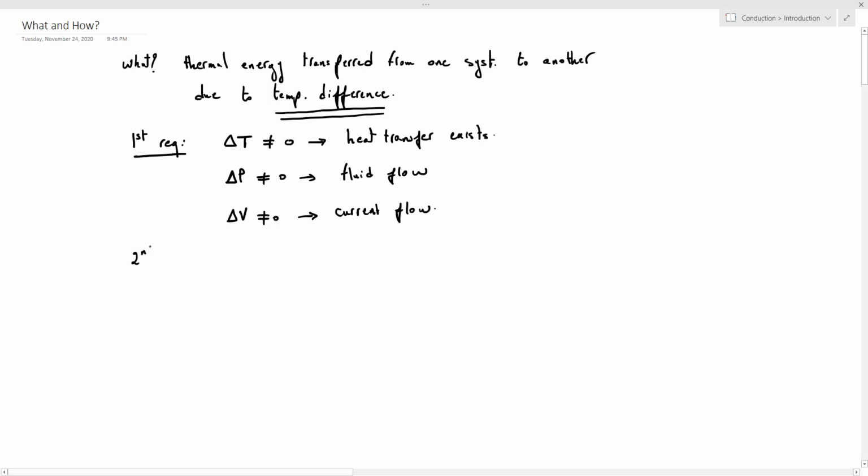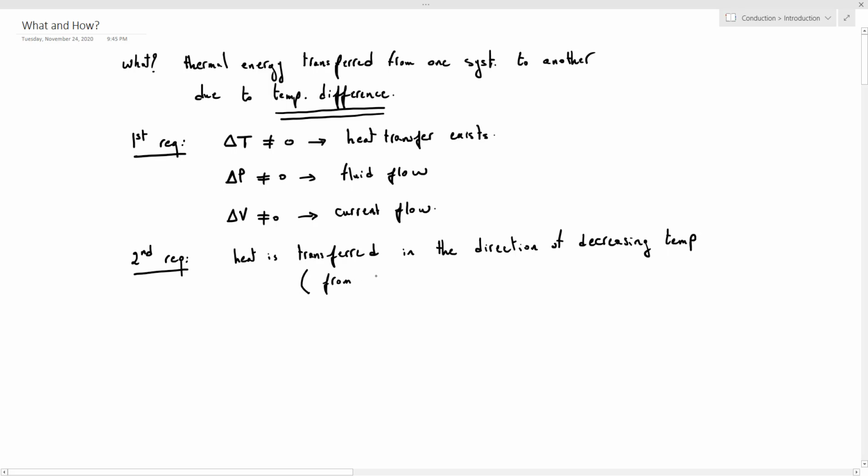For the second requirement, we'll talk about the directionality of heat transfer. We should know that heat is transferred in the direction of decreasing temperature. Or in other words, it is always from hot to cold. So the direction of heat transfer is always from hot to cold.